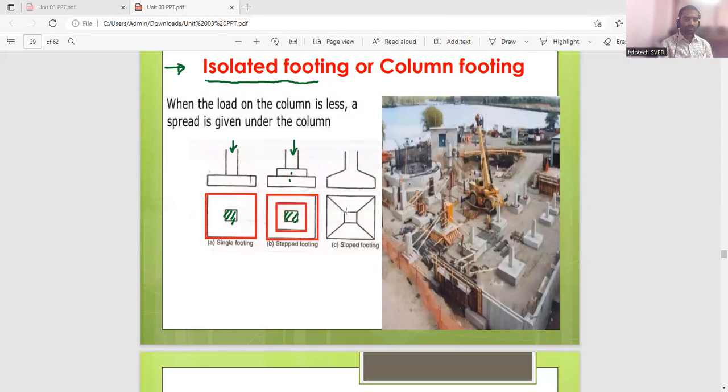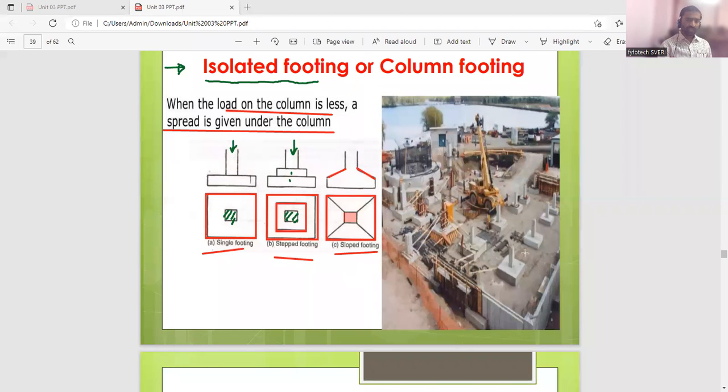See, in the third one, what is this hatched portion? This is the column. Then what is this outer one? This is the outer dimension of the footing. But here, from either side, it is sloped, they have made it sloping. That's why it is called a sloped footing. When the load on the column is less, we can call it a spread footing, and it is given under the column only. Again, in the column there are types: one is single footing, one is stepped footing, one is sloped footing.